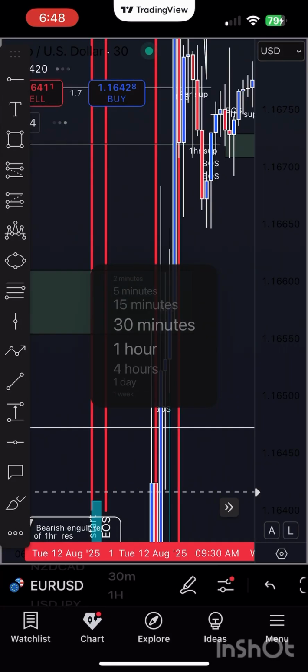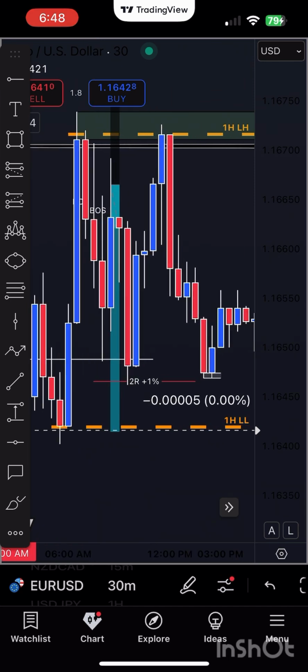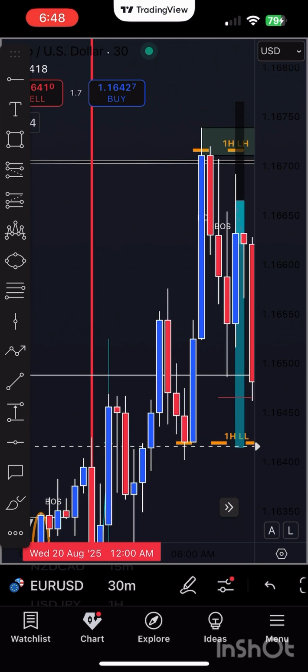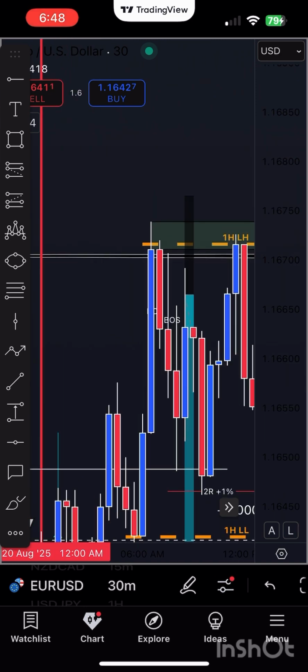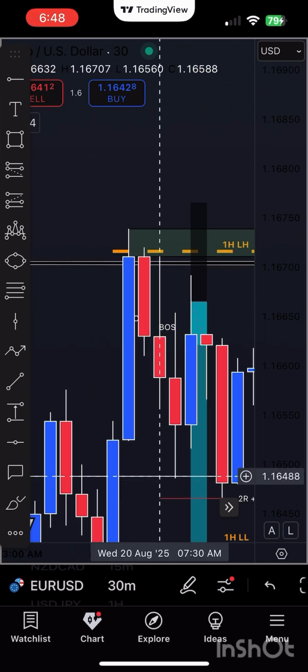What up, yo? Here's my trade breakdown for August 20th, Wednesday, 2025. This is on Euro USD. So basically, you can see that I have to switch this over to the 1 hour, but this is a 30-minute resistance level here. So that's our area of interest.